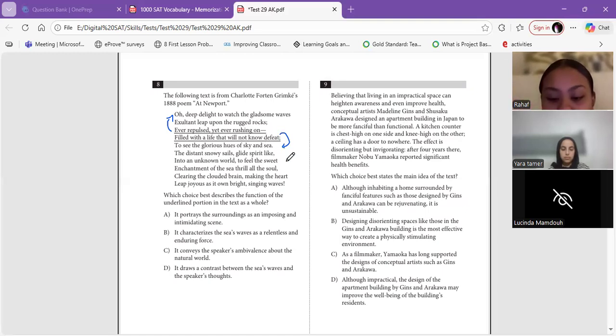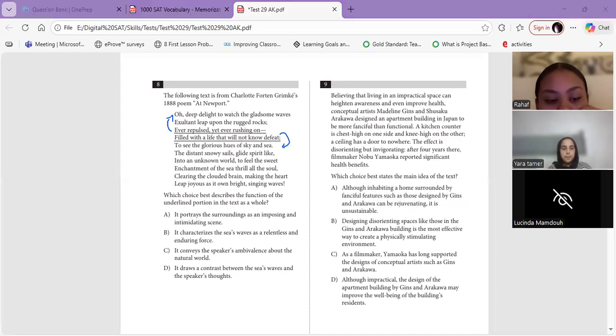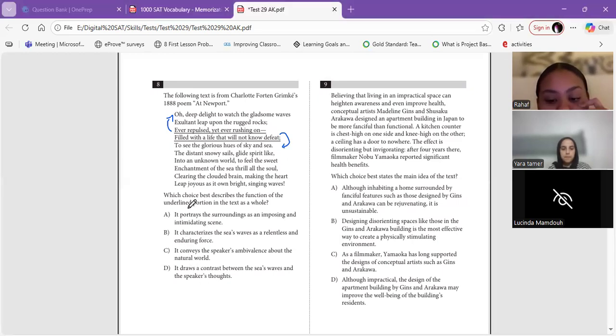Okay. Let's connect it to what comes after and what comes before, but we're going to keep the underlined part in our mind. Option A: it portrays the surroundings as an imposing and intimidating scene. He didn't talk about the surroundings here. He said ever repulsed, yet ever rushing on, filled with a light that will not know defeat. So it's nothing negative here. Imposing and intimidating are negative. Here it's positive. So it's not A.